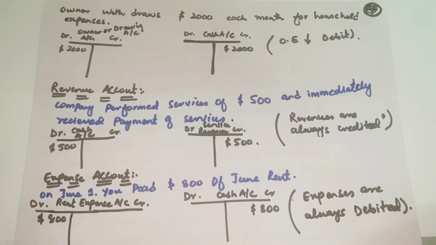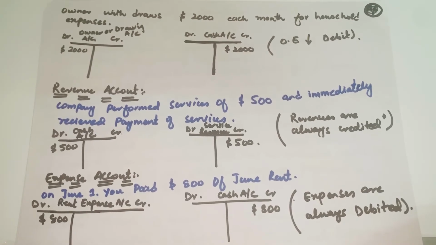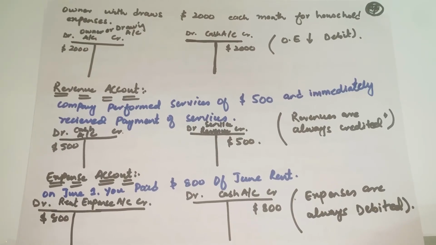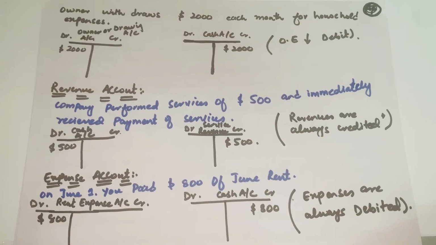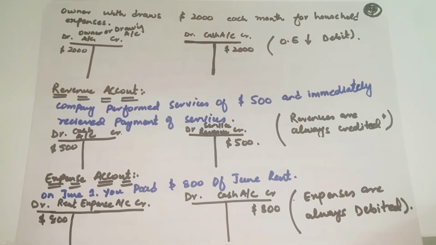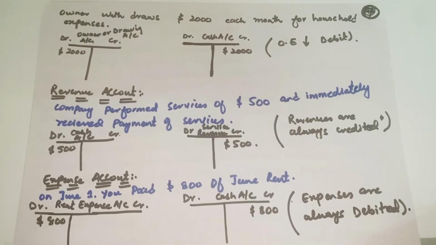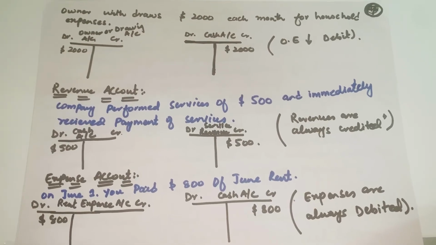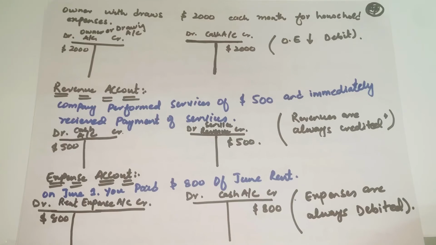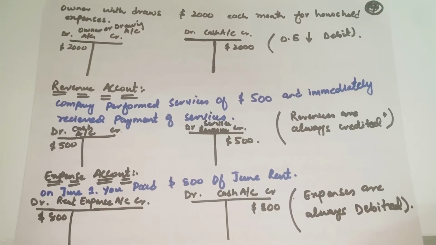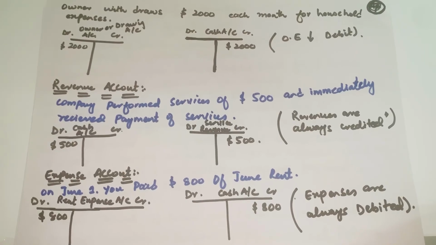Here you are paying $800 of June rent. So obviously the rent is being paid in the form of cash, so cash will be decreasing. Any decrease in the asset or the cash will be recorded on the right hand side or the credit side. So we'll write cash account, we will write on the credit side $800. And over on the left hand side of the T account, our rent expense account will be debited by 800, as we say that our expenses are always debited.